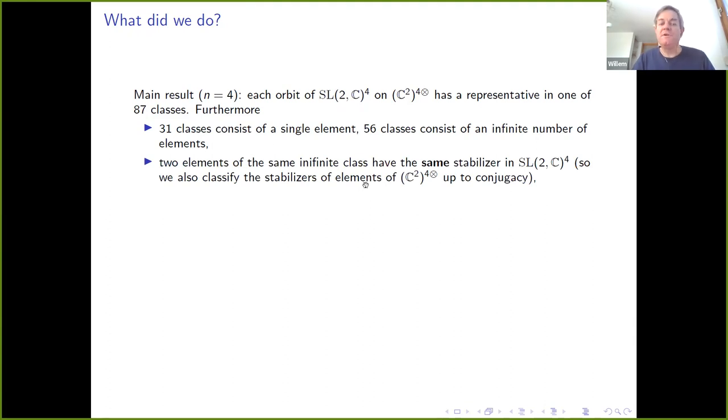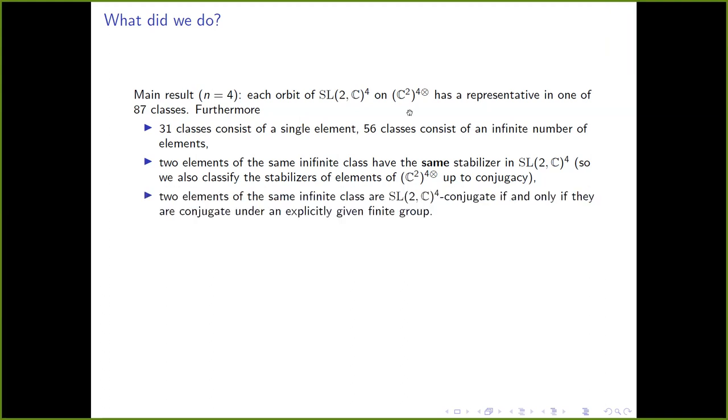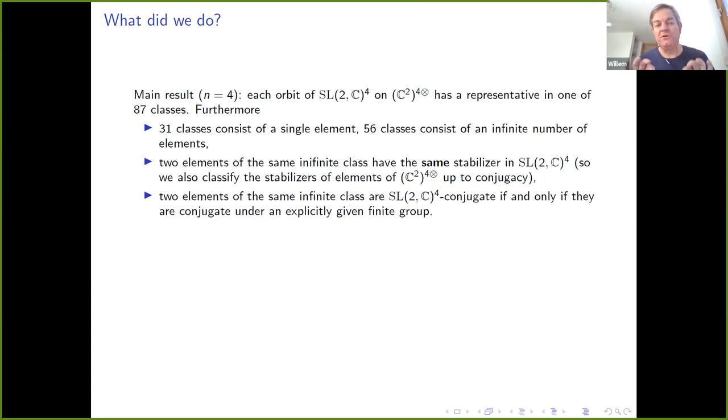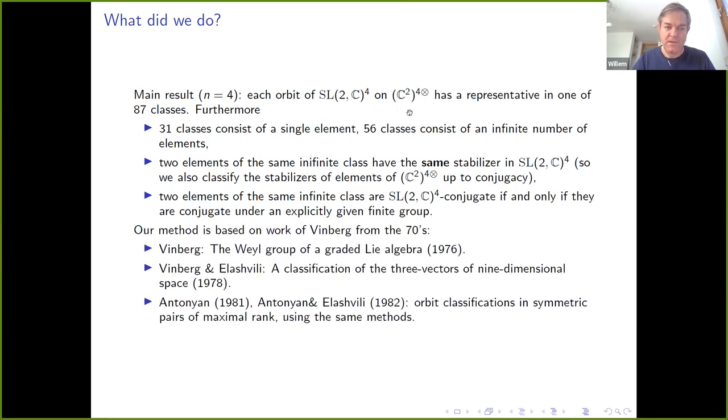And two elements of the same infinite class have the same stabilizer in the group SL2 to the fourth. So we also classify the stabilizers of elements up to conjugacy. So that's one thing about the infinite classes. And the second thing is that if I have two elements of the same infinite class, they are conjugate under SL2 to the fourth if and only if they're conjugate under a finite group which is explicitly given. So we can solve conjugacy and we determine stabilizers. And this is very important for actually being able to do the classification. So we'll see that later.